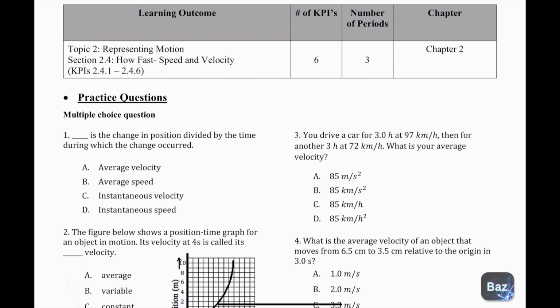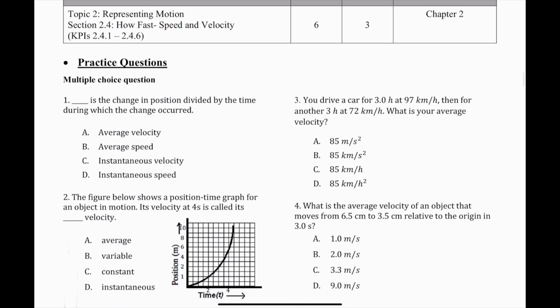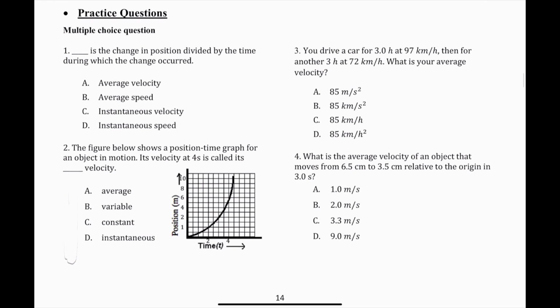Hello, practice questions on topic 2, representing motion, lesson 4, how fast, speed, and velocity. Question number 1. Something is the change in position divided by the time during which the change occurred. Of course, it's the average velocity.